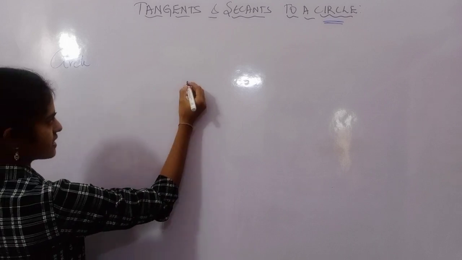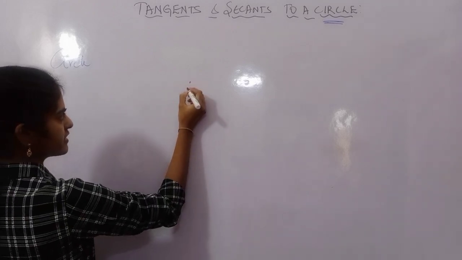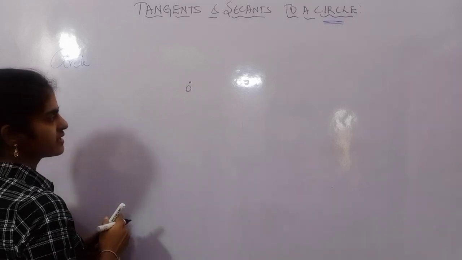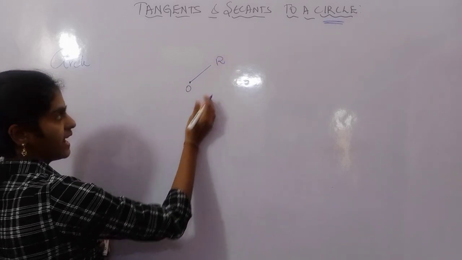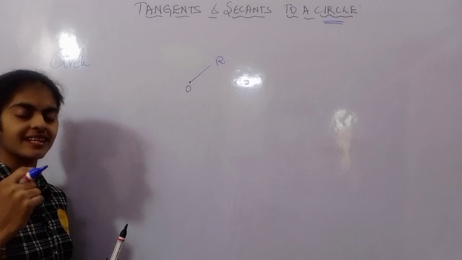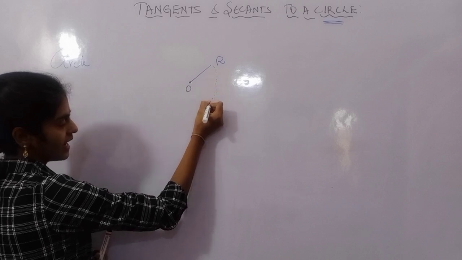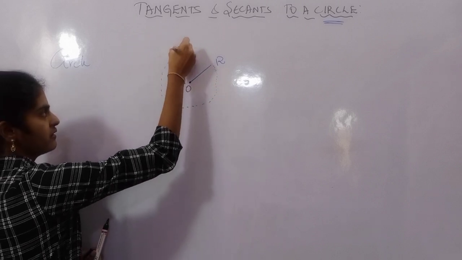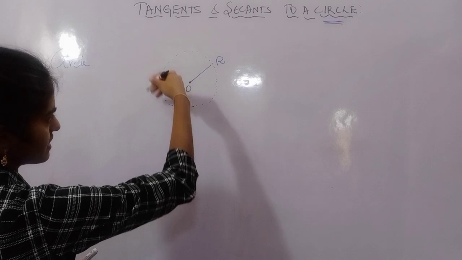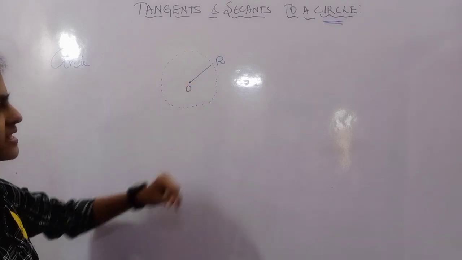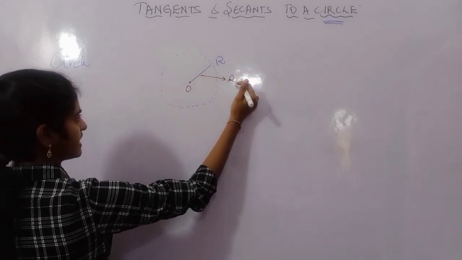So from a fixed point, say O, if I take a fixed distance, say R, and I mark all those points which are at a fixed distance from this point O, I will get so many points around O which are at a fixed distance OR. So I can say OR is my radius.